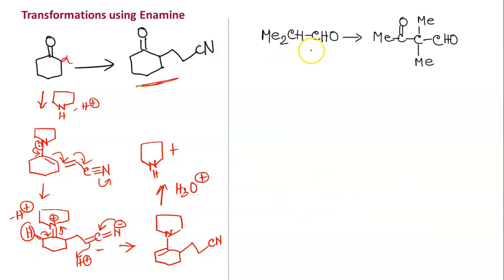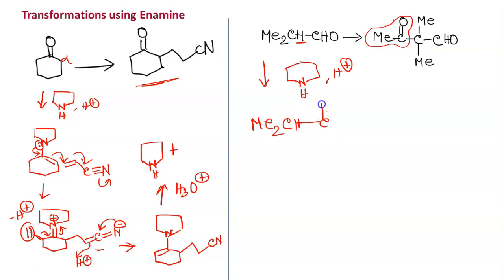Next example, Me2CHCHO. Now this hydrogen is replaced by this group, the CH3CO group. So first we will use, now I am taking piperidine. It is just like pyrrolidine, only difference is it is 6 membered. CN. We can write first this species, and then we can do this step.